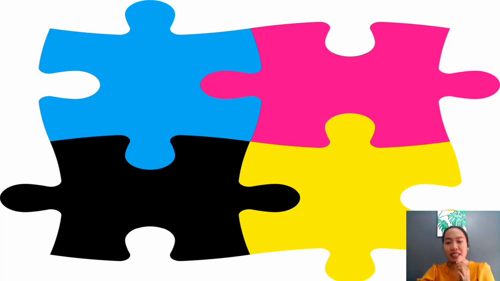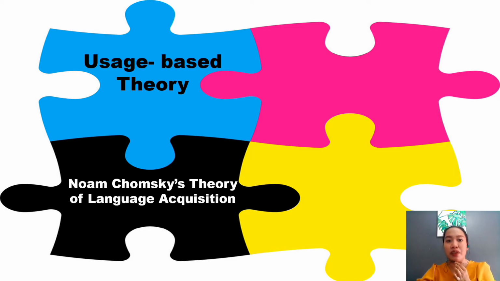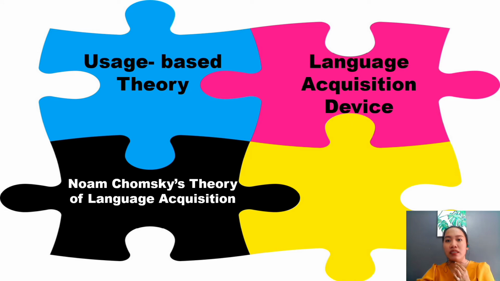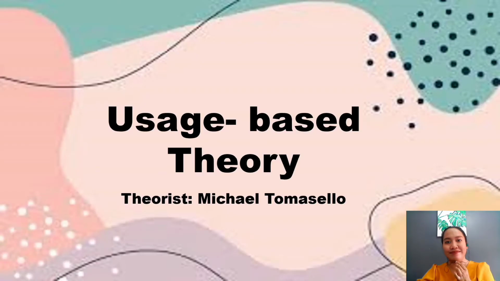At this moment, let me discuss four of these language theories of acquisition: usage-based theory, Noam Chomsky's theory of language acquisition, language acquisition device or the LAD, and Crystal's theory of acquisition. The first theory is usage-based theory by Michael Tomasello. So before discussing the theory, let me first give you a short background of the theorist.